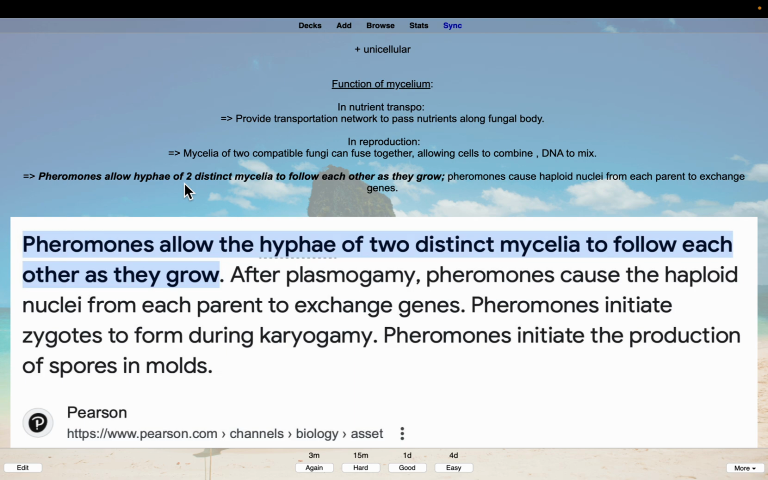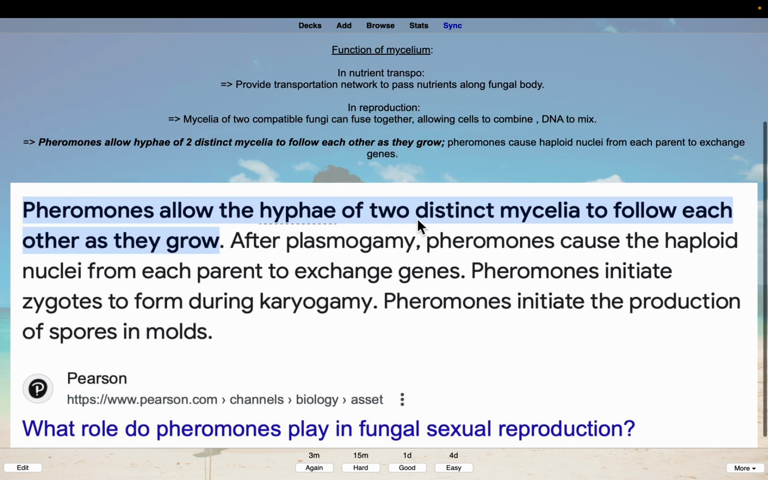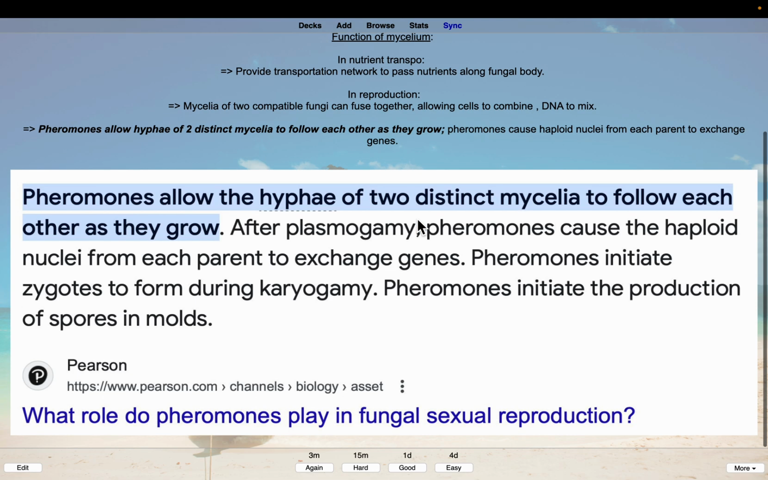Pheromones allow hyphae of two distinct mycelia to follow each other as they grow. Pheromones cause haploid nuclei from each parent to exchange genes. Okay, so yeah, pheromones allow the hyphae of two distinct mycelia to follow each other as they grow.